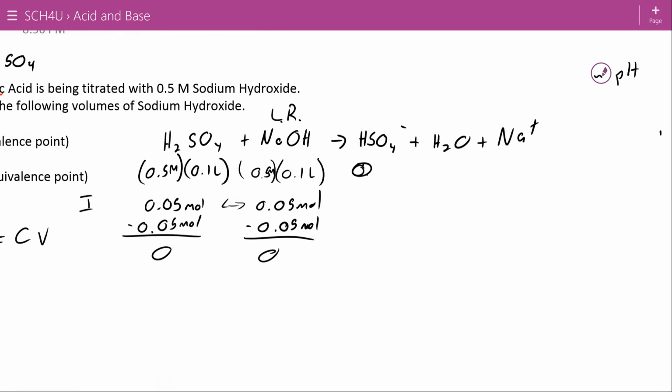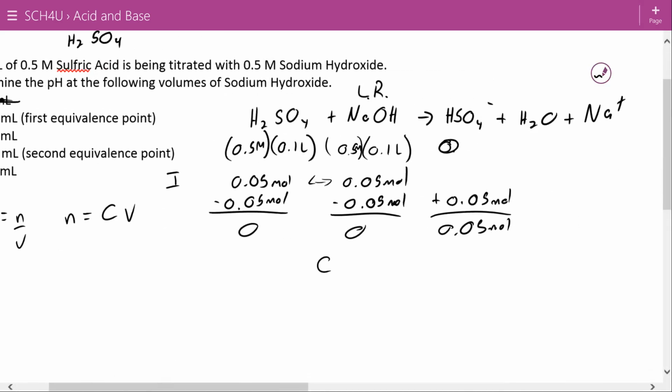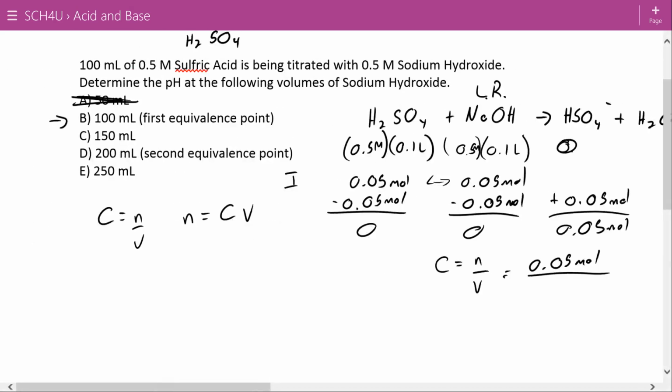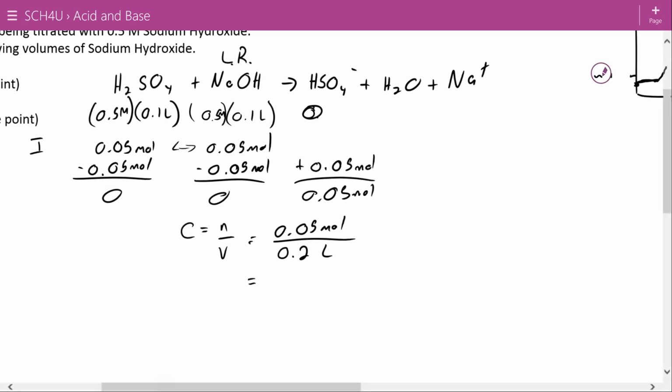So this starts at a value of 0, and when I subtract 0.05 away from those, I create 0.05 moles of this. So I have a final amount of 0.05 moles of HSO4-. Here, again, I'm going to start working with an equilibrium, so I need the concentration. That's moles over volume. So I have 0.05 moles divided by my new total volume, which is 100 plus 100, or 200 milliliters, or 0.2 liters. This is going to give me a concentration of 0.25 molarity.